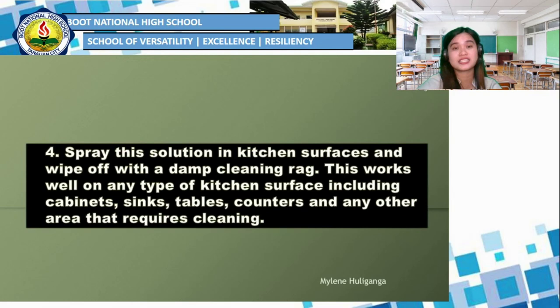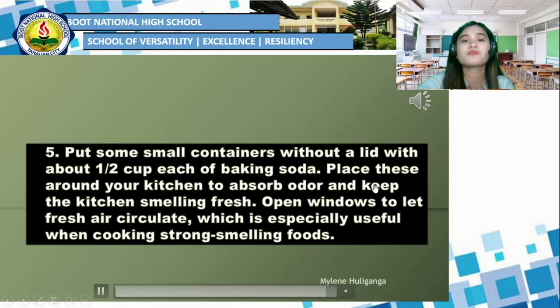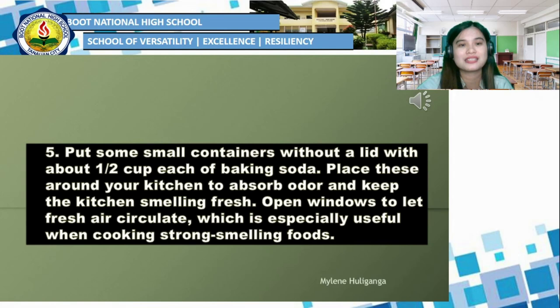Next, let's have the spray: spray the solution on kitchen surfaces and wipe off with a damp cleaning rag. So you need to apply it and let it dry. Apply, clean, scrub, and dry properly. Okay, and the last one, put some small containers without a lid with 1/2 cup each of baking soda. Place this around your kitchen to absorb the odor.